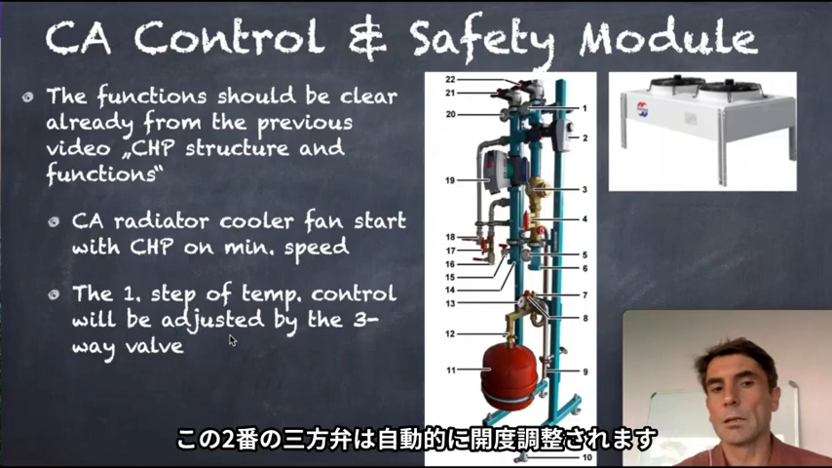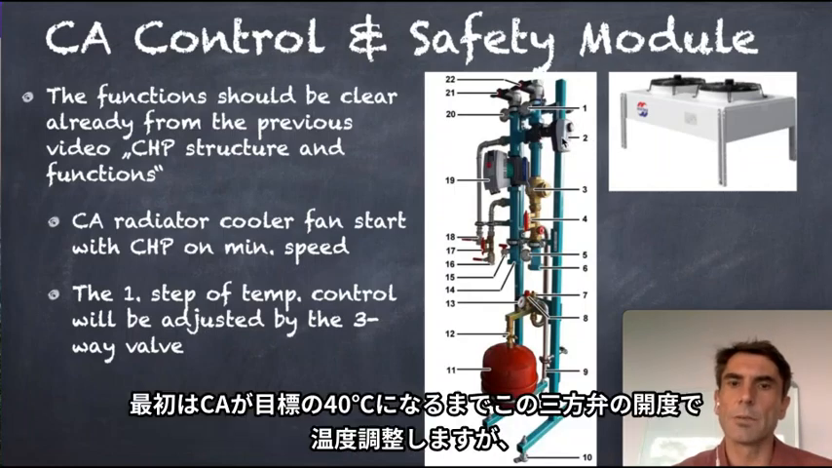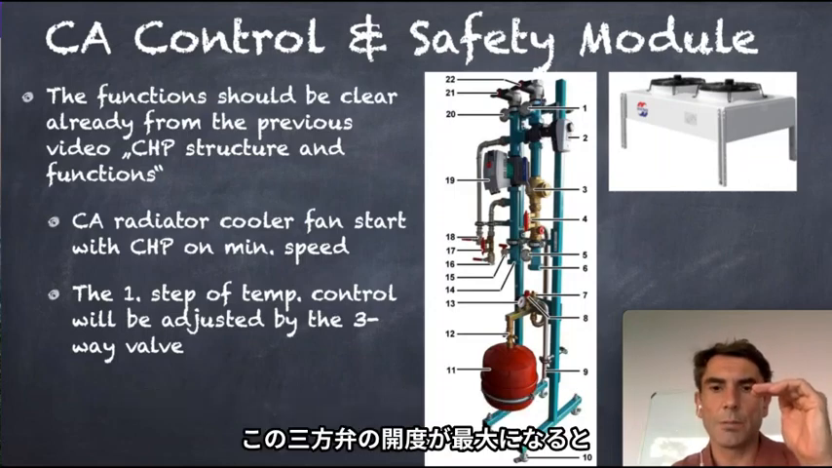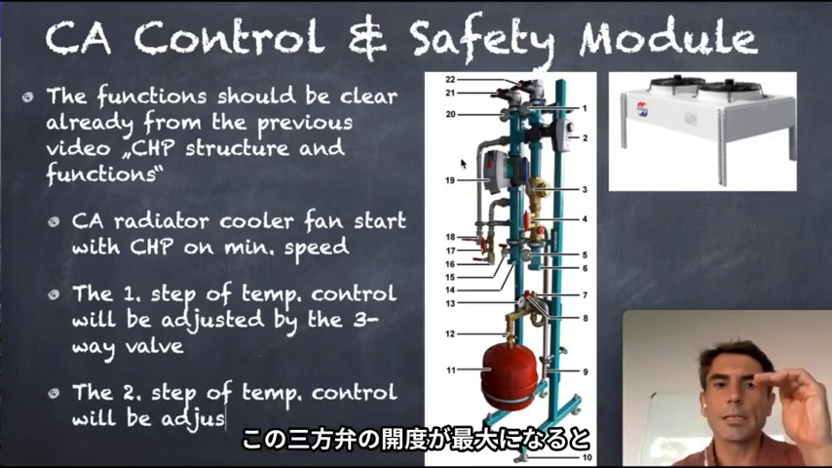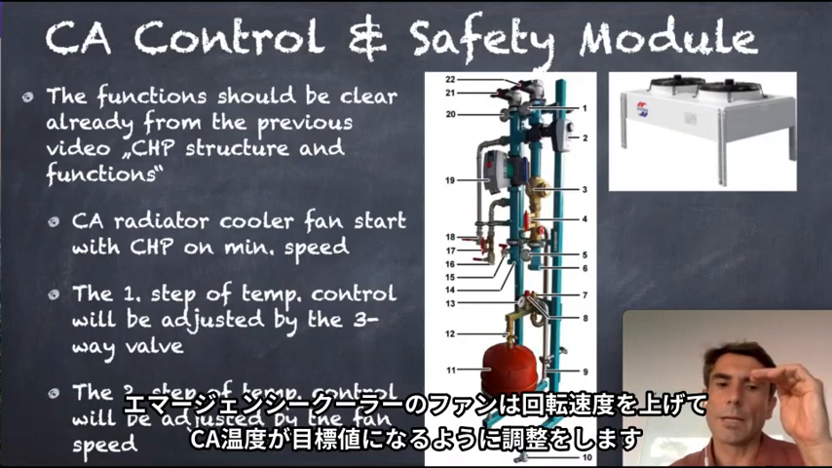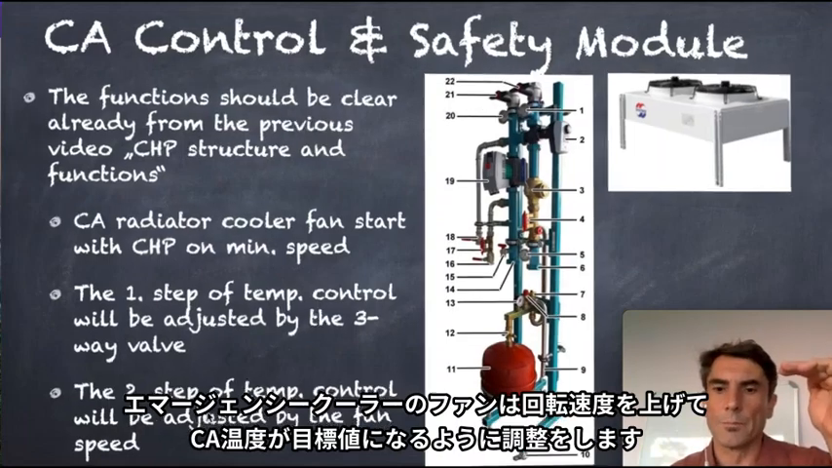The adjustment will take over from the freeway valve. This is that part here. This freeway valve will first control and adjust so that we reach our target of 40 degrees Celsius charge air temperature. And if this valve reaches the maximum opening position, then the radiator cooler fan speed will start to increase to get the temperature back on target.